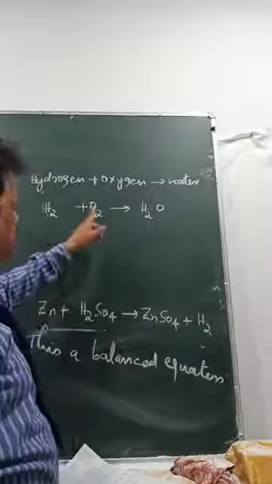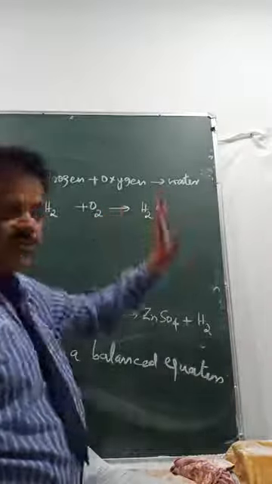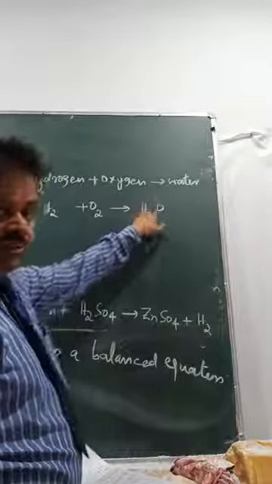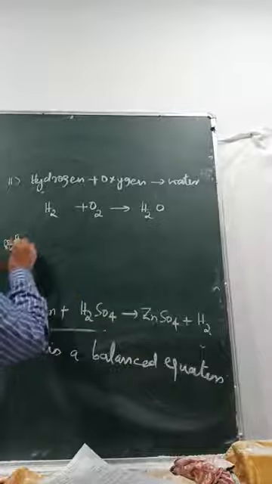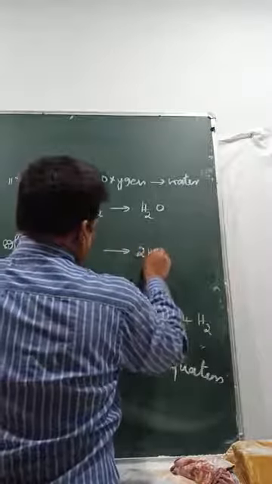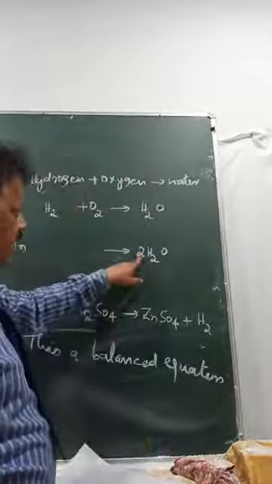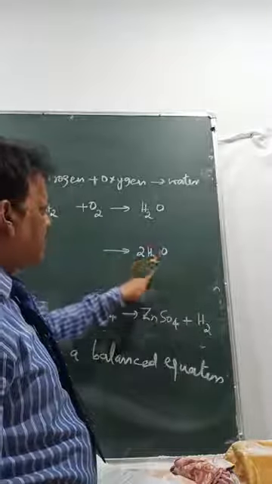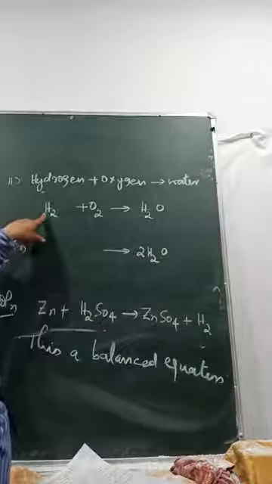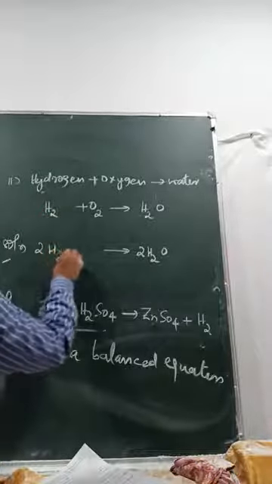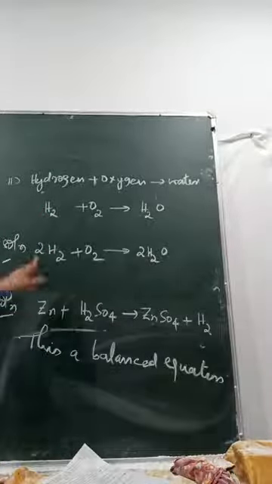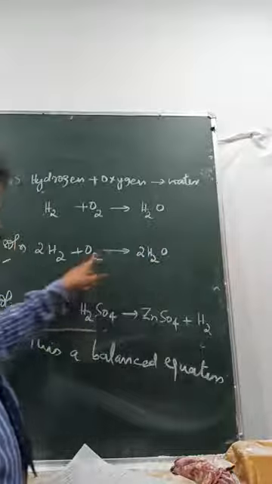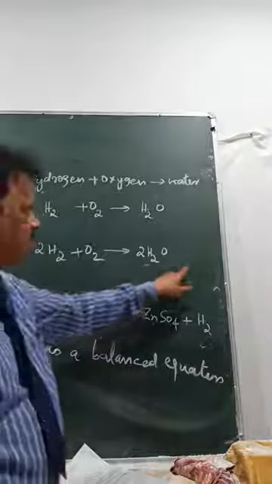Balancing means you have to equalize the oxygen on both sides. How to equalize? There are 2 oxygens here. If I multiply by 2, then it will be 2 oxygens. Now I have to multiply by 2 here. When I multiply by 2, I find oxygen is balanced, but hydrogen again becomes 4, while here the hydrogen is 2. So again I have to multiply by 2 here, giving 2H2. Now you can see 4 atoms of hydrogen and 4 atoms of hydrogen, 2 atoms of oxygen and 2 atoms of oxygen. Now this is called a balanced equation.